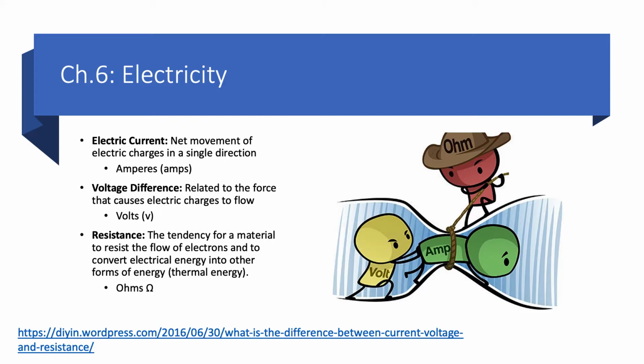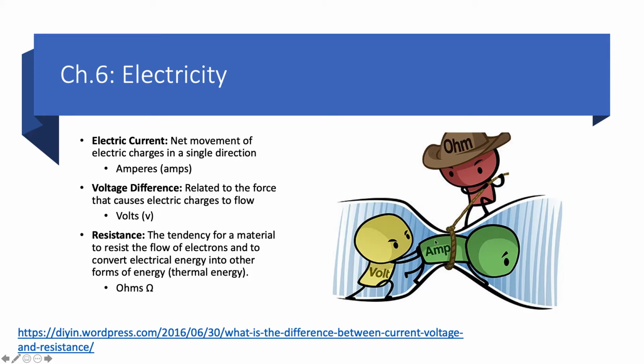And then you have something called resistance, which is the tendency of a material to resist the flow of electrons passing through and to convert that electrical energy into another form of energy, which is usually thermal energy. That's why sometimes wires can get pretty hot or warm, especially if you have resistors, because of the electrons slowing down. Resistance is measured in ohms.